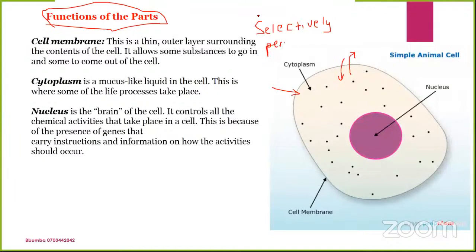Permeable simply means that it allows certain substances to enter. And the cytoplasm, which is normally the fluid inside the cell, is some kind of mucus-like liquid in the cell, and this is where we find most of the cell parts.